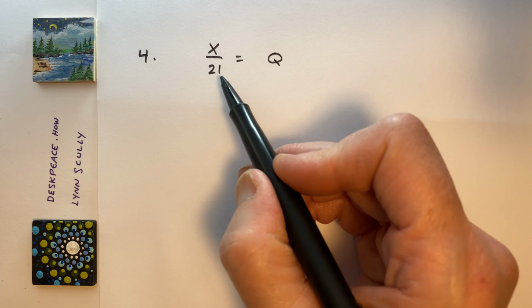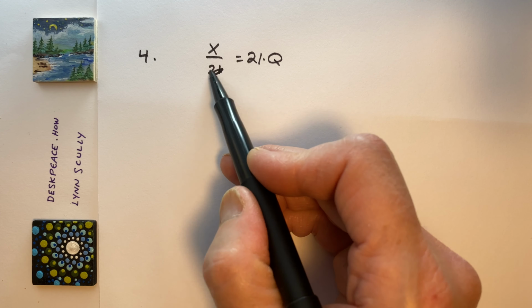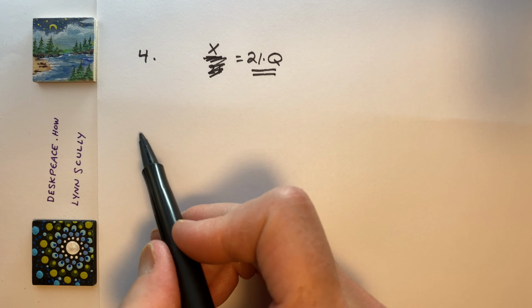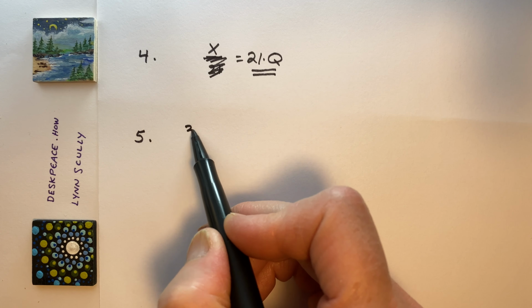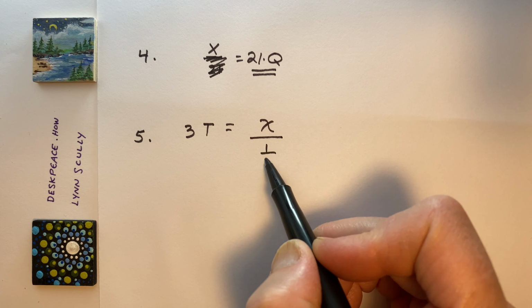I want to get the x alone. 21 is attached by division. I can slip it right in here for multiplication. That was handy. I get x equals 21q. Number 5, 3t equals x all over 1 over 3.